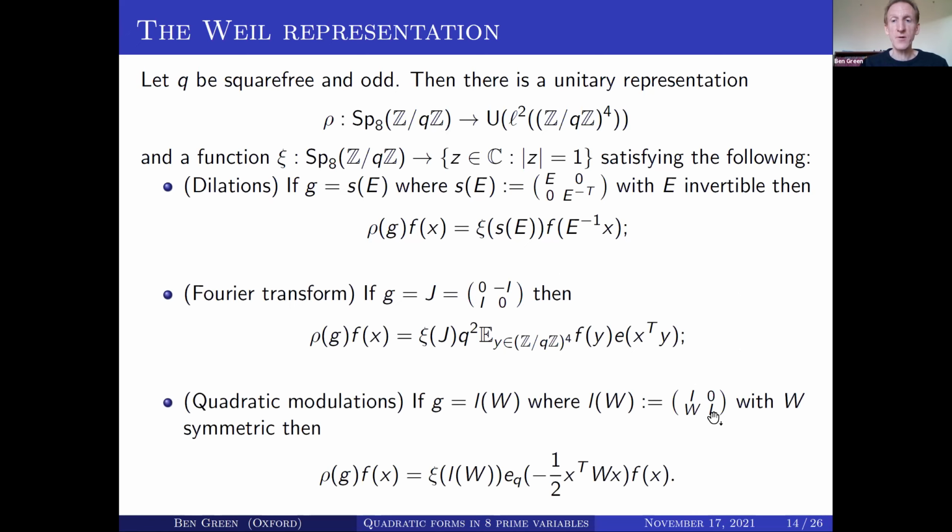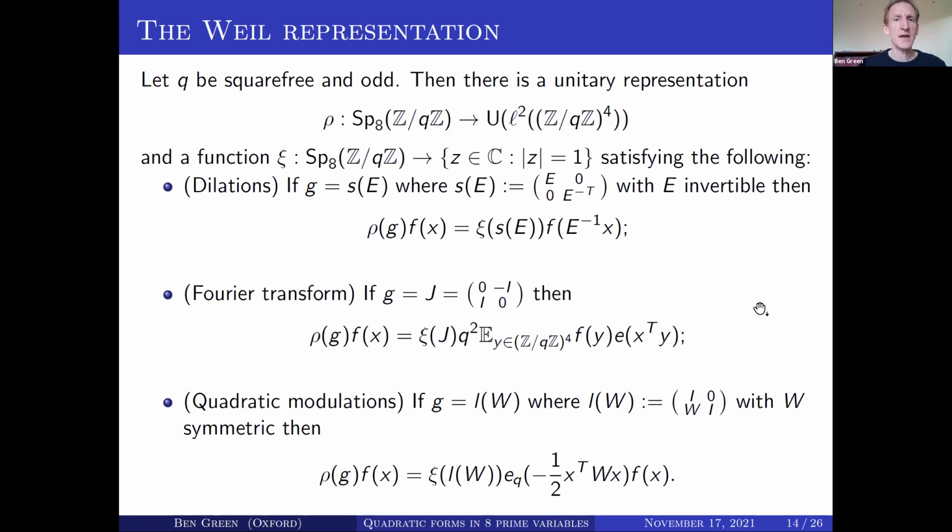And then finally, this lower triangular matrix here, so I 0 W I with W being symmetric, that acts under the Weil representation by twisting by a quadratic phase, again times this factor that I want you to ignore. So these three particular types of element in the symplectic group, in particular the last two, act via Fourier transforms and twisting by a quadratic phase. And so the existence of the Weil representation is what I mean by the fact that these operators, the twisting by a quadratic phase and taking Fourier transform, form a group that's the symplectic group.